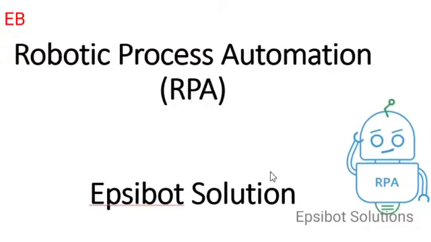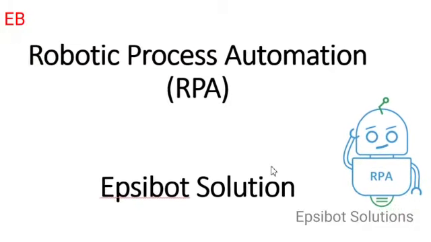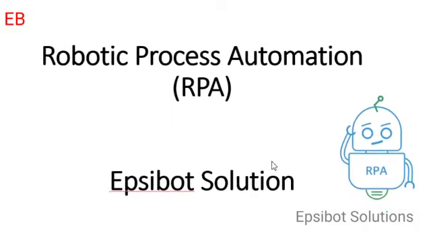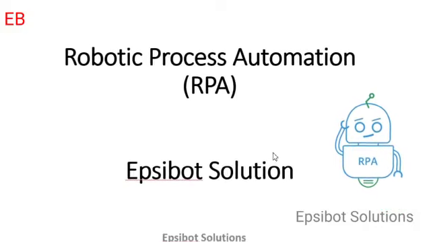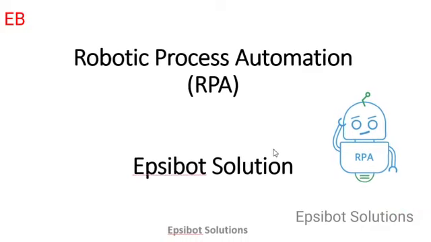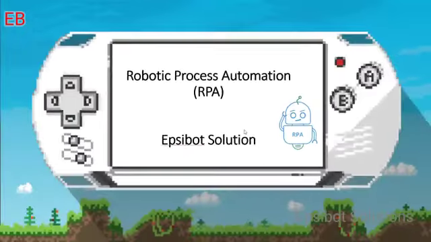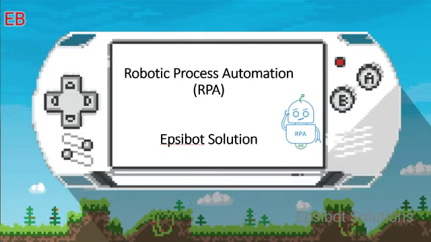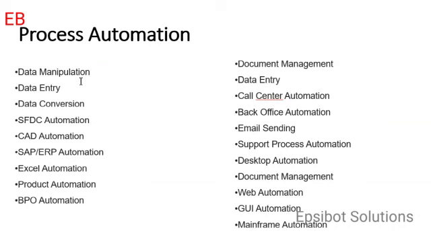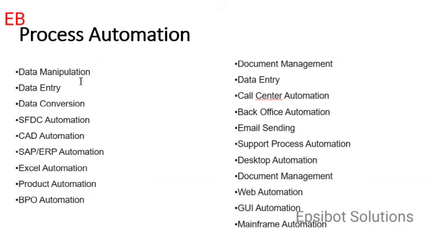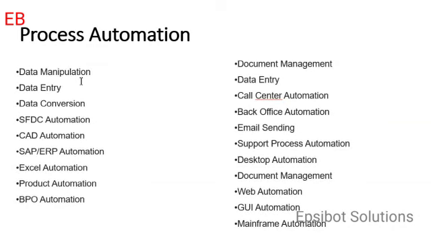These are the processes which are tedious, manual, and time consuming, and which take too much human effort. In those cases, we automate the process and save time and money by automating the different processes. So these are the processes we automate from different domains like data manipulation, data entry, data conversion, ERP automation.